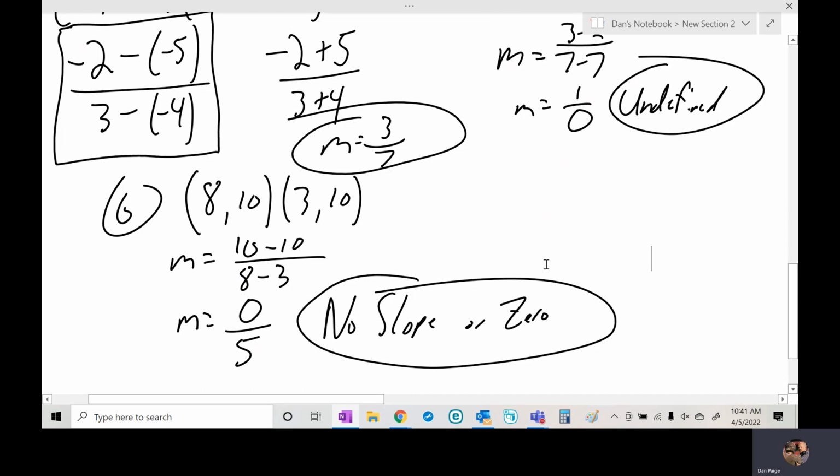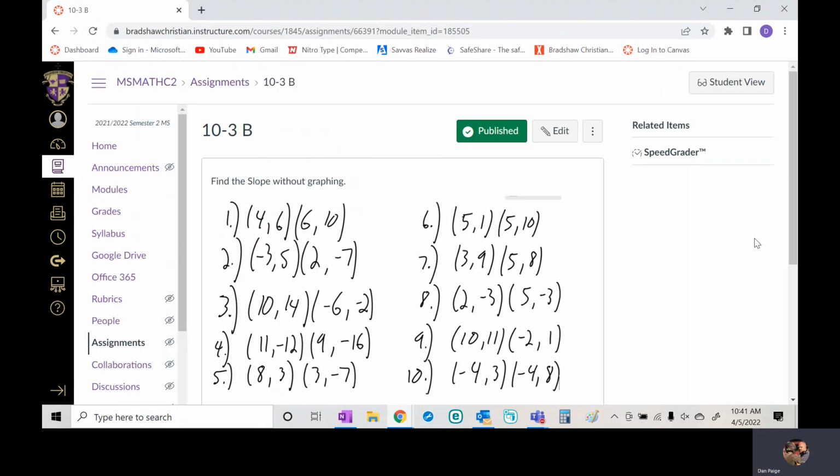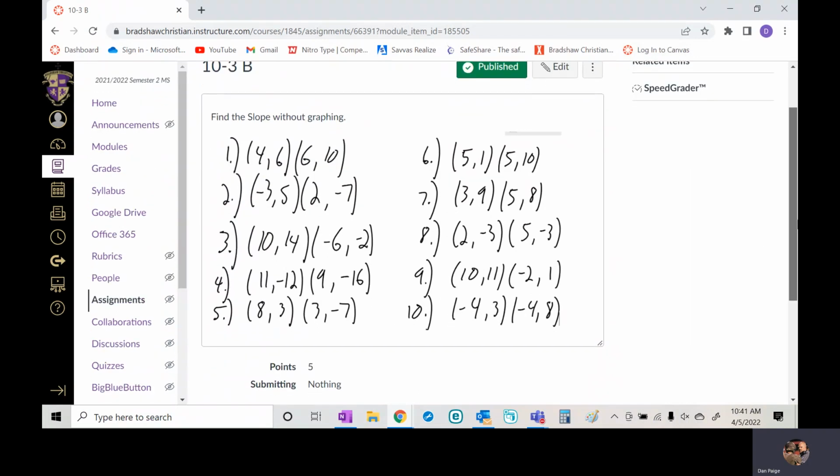Finding the slope, that's what you're going to be doing in your homework. I just made up a bunch of problems. And I'm just going to project them, and it's online for you. You're just going to go through and find the slope of each of those on a separate piece of paper.